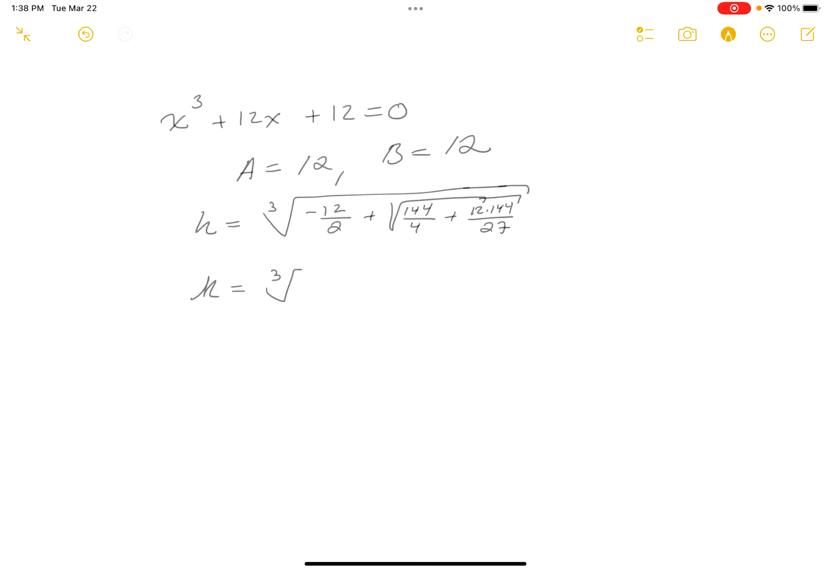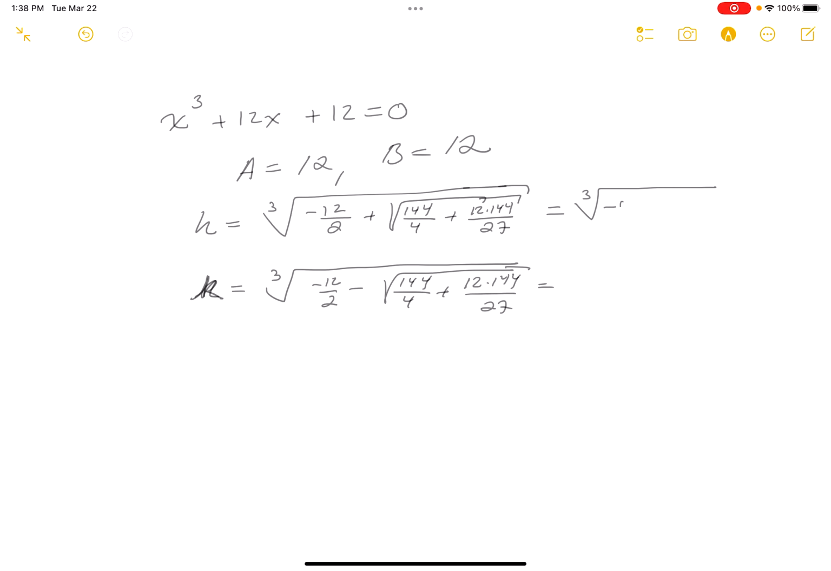So let's put the next one down. That's the k. And the k is minus b. Well, that's minus 12 over 2 minus, then we get this over here, 144 over 4 plus a cubed. I'm just going to write it as 12 times 144 over 27. All right, so I have two numbers to compute, and I have to compute those first before I go forward. And it doesn't seem that bad to do, but I'll write it down.